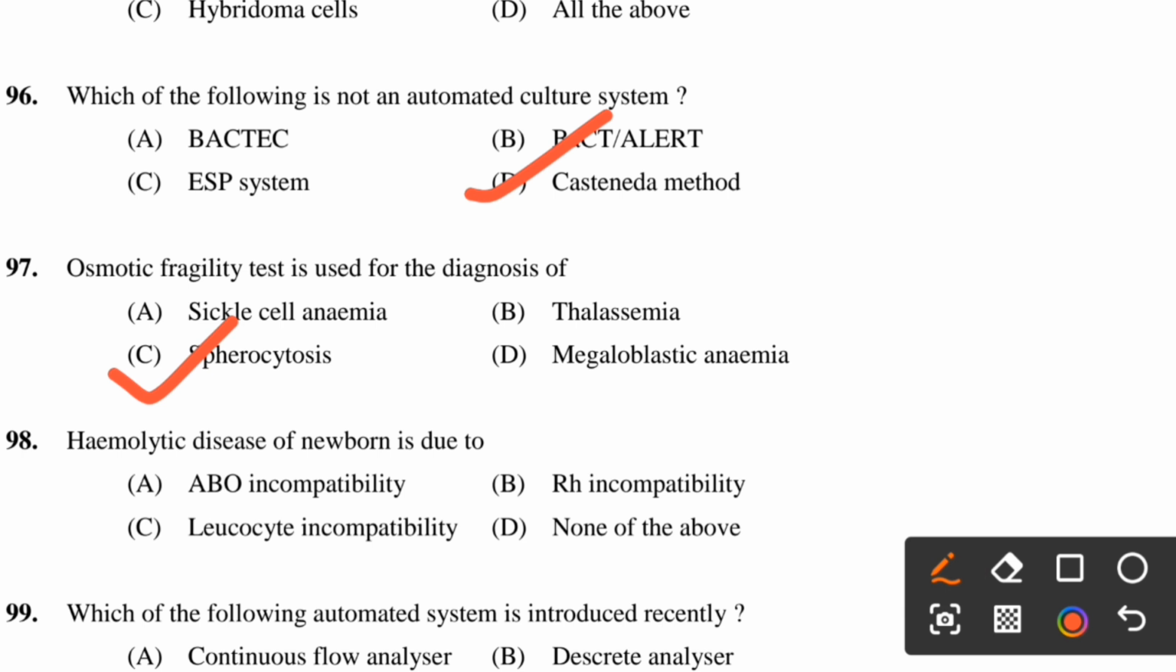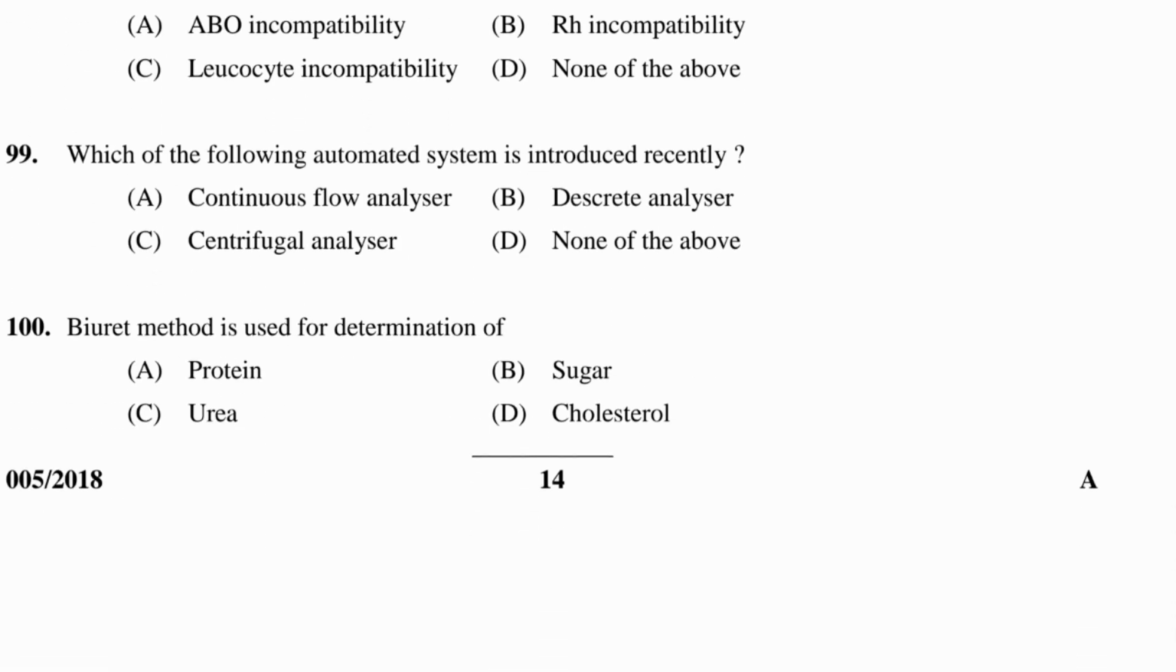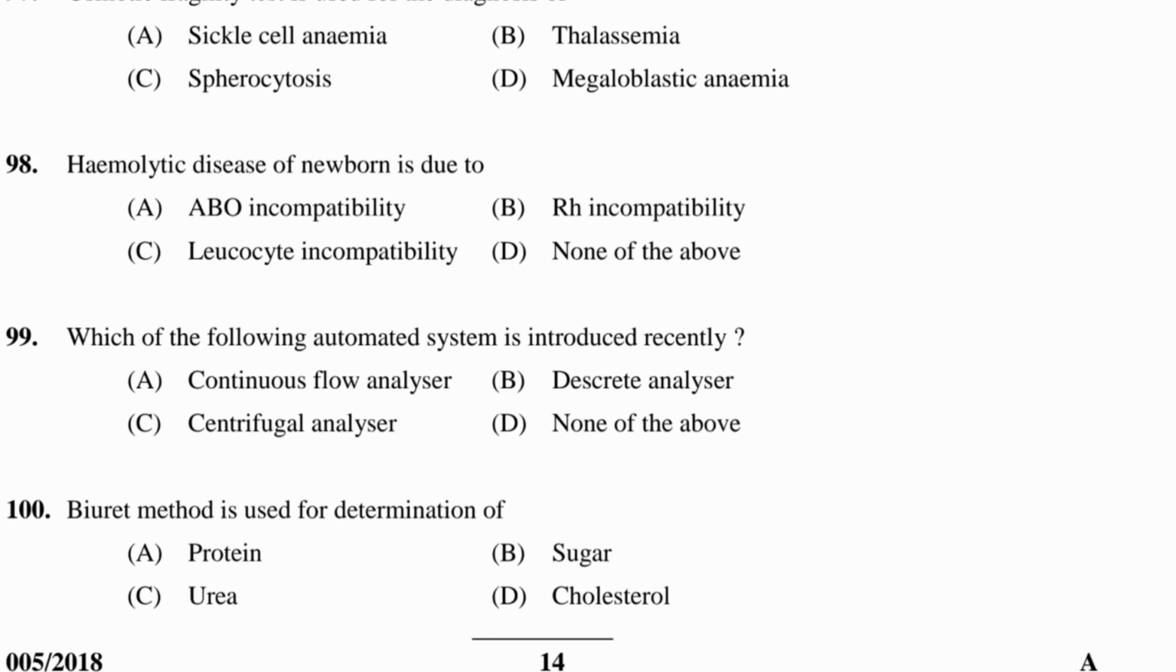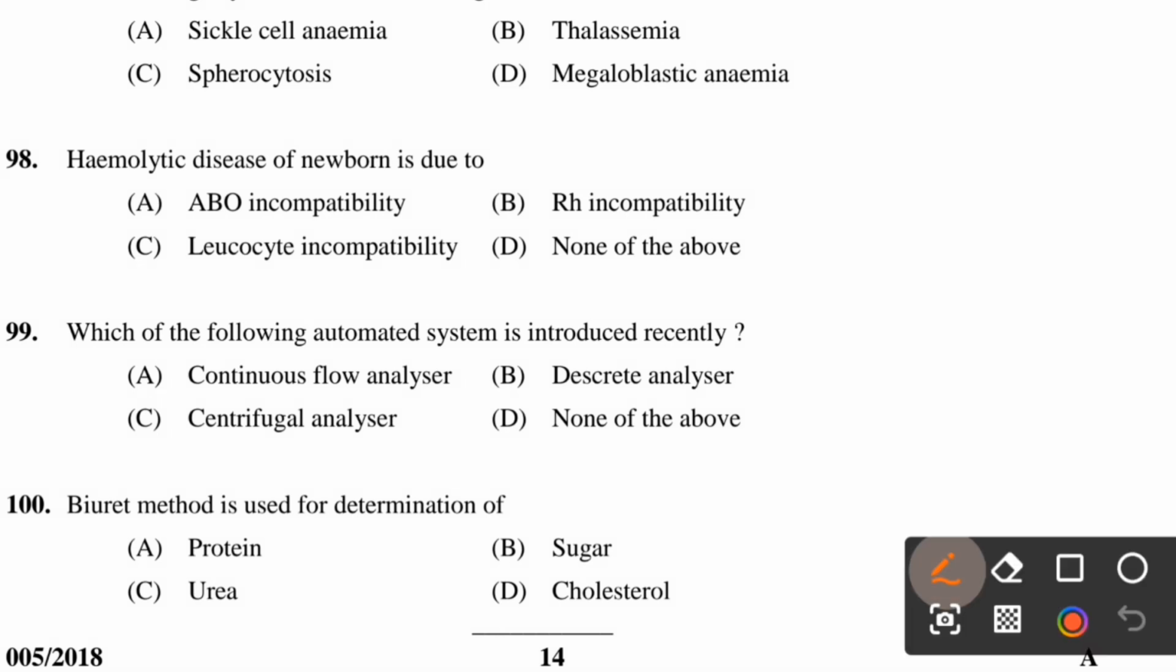Next one, hemolytic disease of newborn is due to ABO incompatibility, RH incompatibility, leukocyte incompatibility, none of the above. The right answer is option B, RH incompatibility. HDN is most predominantly due to RH incompatibility. Next one, which of the following automated systems was introduced recently? Continuous flow analyzer, discrete analyzer, centrifugal analyzer, none of the above. The right answer is option C, centrifugal analyzer.